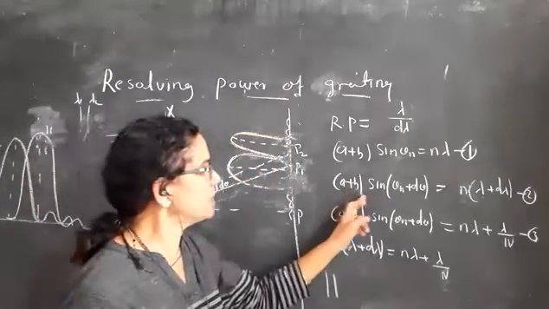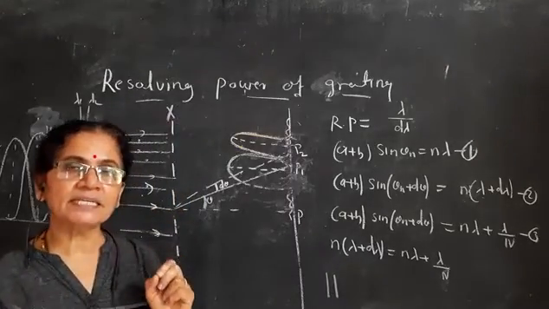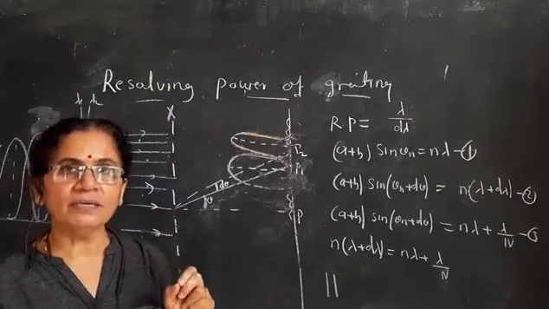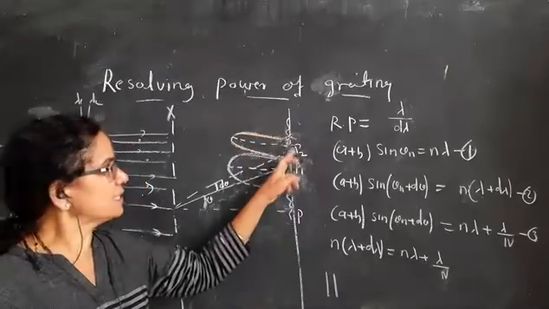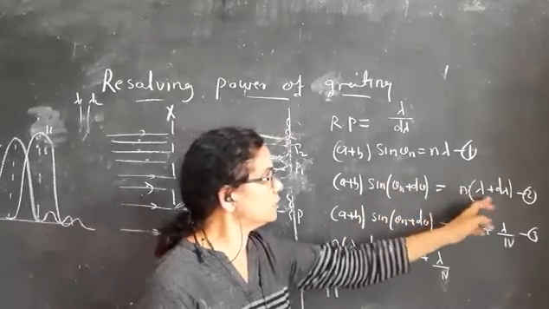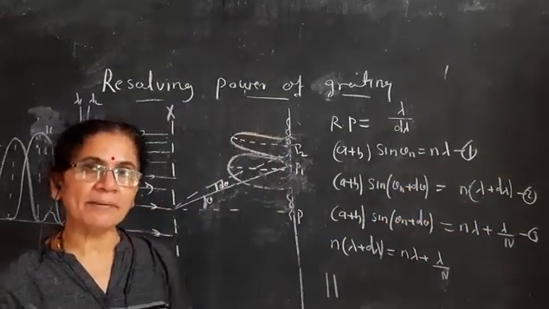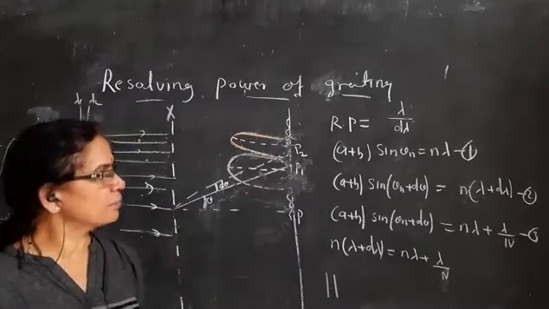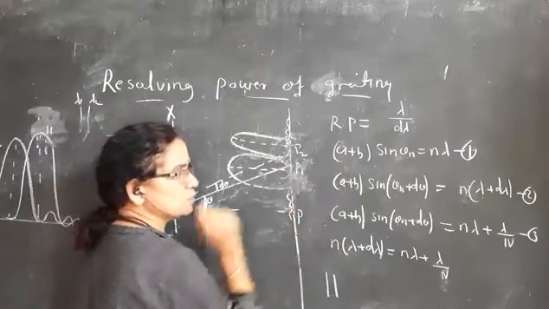Okay, so (A plus B) sin of (theta n plus d theta), because this theta n plus d theta will give me the direction of any nth principal maximum. So that's at a point P2. That's equal to n into (lambda plus d lambda), because it is for a wavelength lambda plus d lambda. That's equation 2. Now, what is the third equation we'll see?